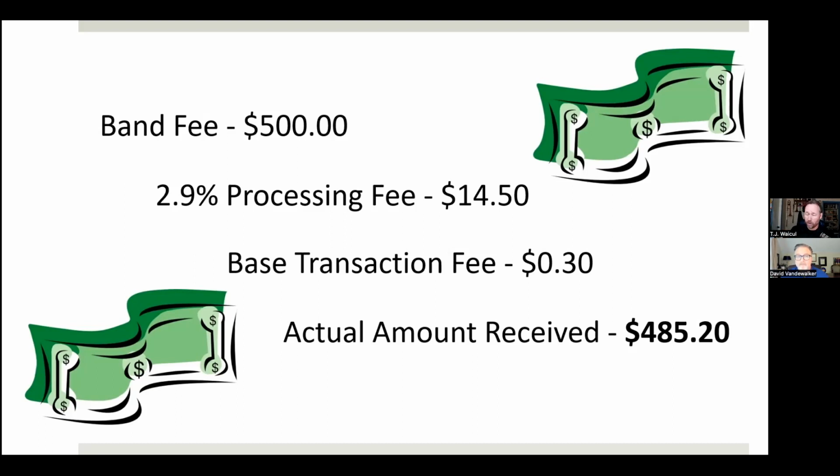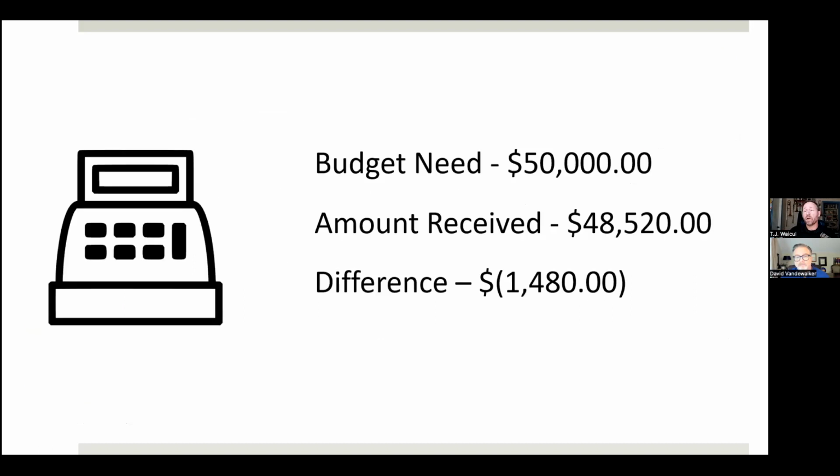Now, when we apply that, if all 100, and again, some may not all pay that way. Some may pay by the old checks, which helps us out. But let's just assume these fees, okay? So when all 100 pay by one of these digital processors and we receive 100 payments, it comes out to $48,520, which is a difference of just about $1,500 less than what we actually need for our budget. So what are options to offset this?